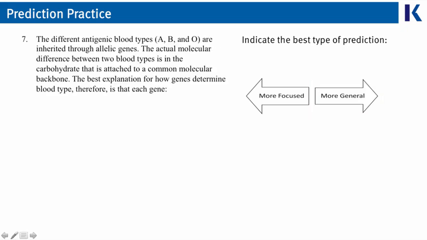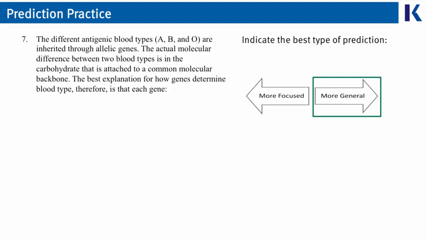Let's move on to question 7. Read through the question stem and again determine the type of prediction you would make, a focused, specific prediction or more general thinking about the science at hand. This is a long and somewhat convoluted question stem, and it doesn't give us quite enough information to come up with an exact focused prediction, so our best approach here will be more general thinking about the science at hand.